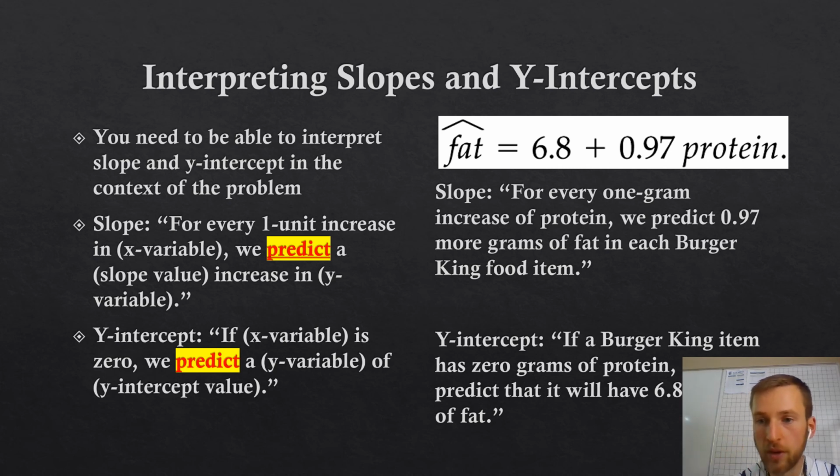Again, you really want to make sure you're using the word predict, because we are not saying for sure that the fat grams will go up by 0.97. We are predicting that that will happen. Then for our y-intercept, we would say if a Burger King item has 0 grams of protein, so if our x variable is 0, then we would predict that we will have 6.8 grams of fat in our Burger King item. So if we plug in 0 for protein, what do we get? We get 6.8 grams for fat.